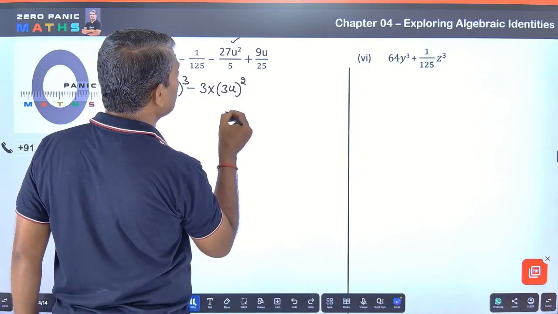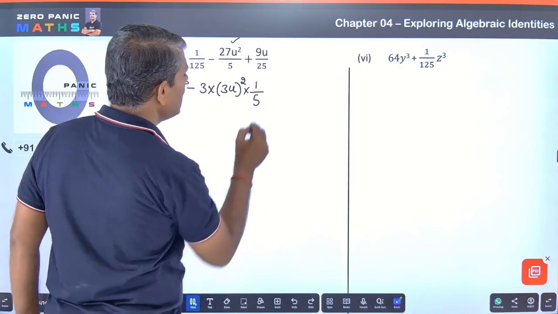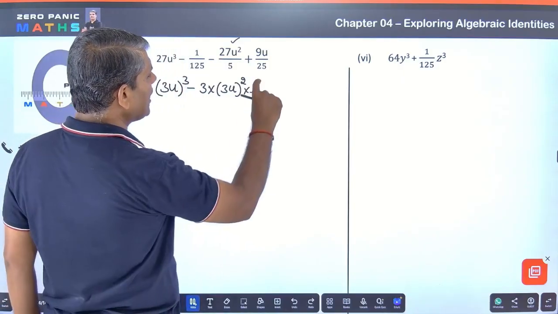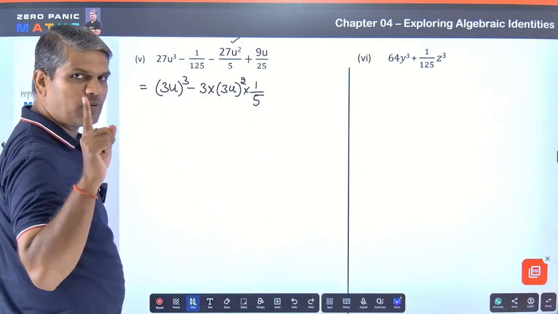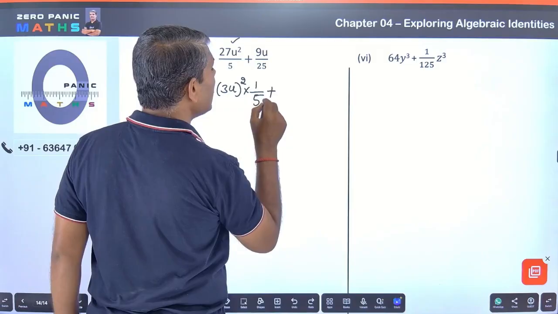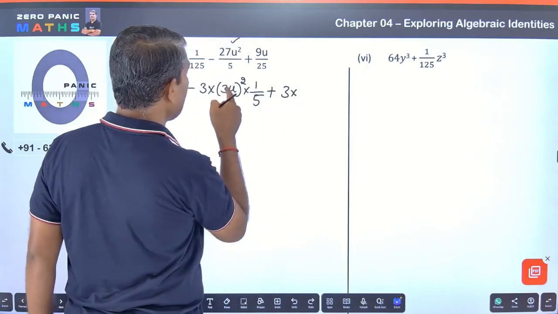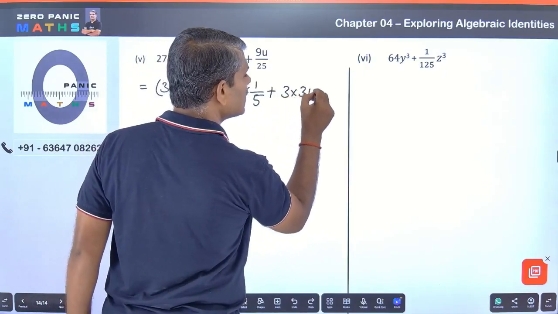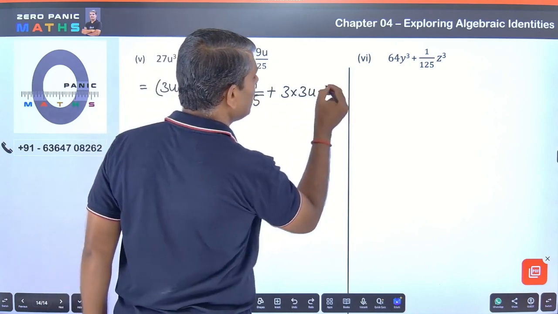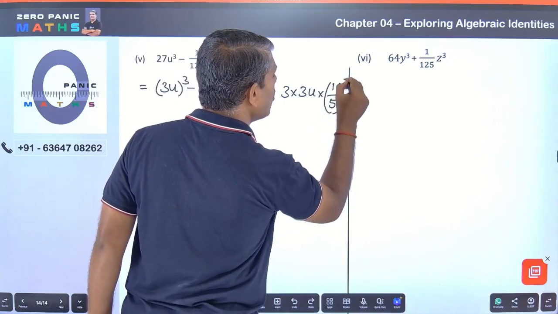So I want that 5 also, and I will write that as 1 by 5 here. So now it gave me the value of b, and that is 1 by 5. You got my point? Now let me write the next term, that is plus 3ab square. 3a, and what is a? We know already, that is 3u, and b square. What is b? 1 by 5. In the previous step only I got it. So that is 1 by 5 whole square.